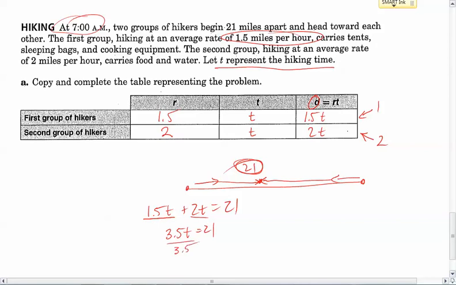And then I would divide by 3.5. And when I divide by 3.5, I'm going to get t equals 6. And that's the end of the question.